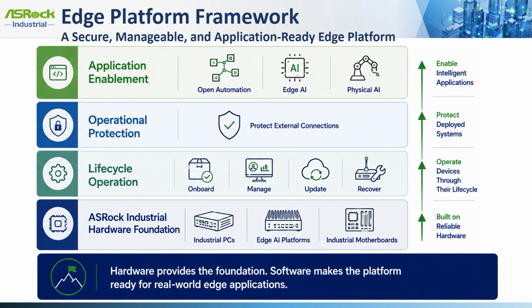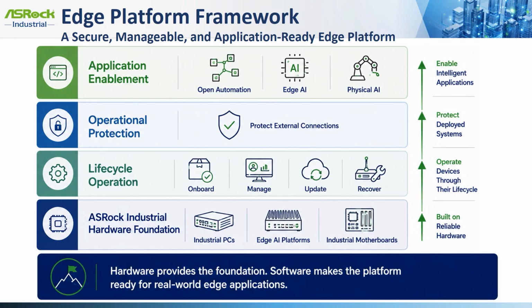This is about how customers operate each system after deployment. It starts with onboarding. A device must join the customer environment in a secure and repeatable way. Then it moves into remote management. Customers need to monitor and manage devices across different locations. Over time, software needs updates, and when problems happen, the system needs a recovery path. So the lifecycle operation flow is simple: onboard, manage, update, and recover.